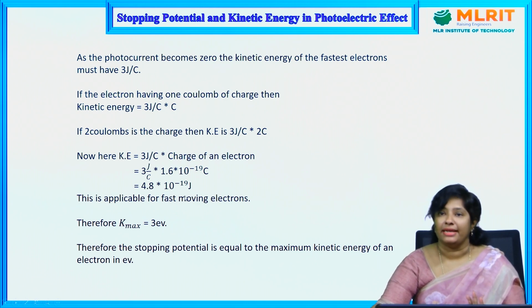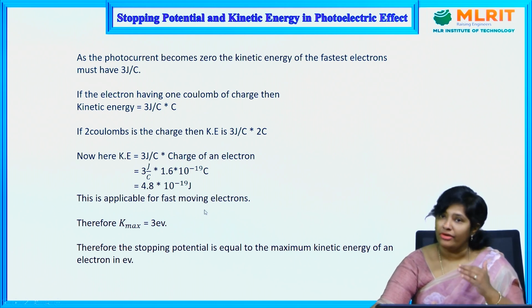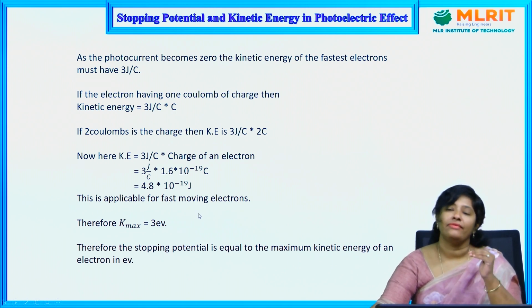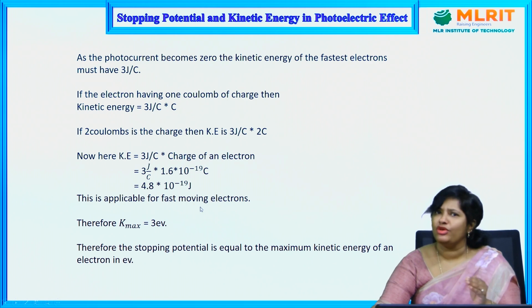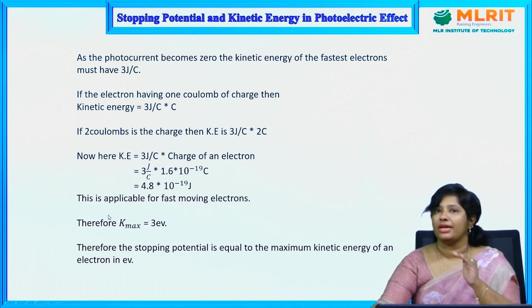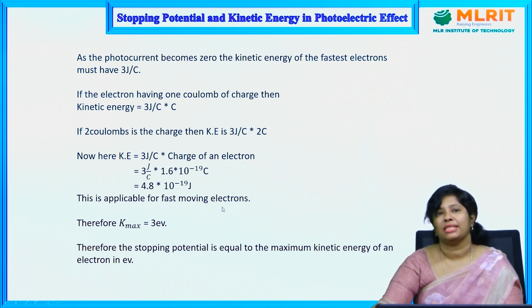This particular kinetic energy, whatever we are talking about here, is applicable only for the fast moving electrons. Upon reducing the voltage, or increasing the voltage also, we have noticed that few electrons reach the collector. Those few electrons are considered as the fast moving electrons, and this kinetic energy is applicable for the fast moving electrons. Therefore, here the maximum kinetic energy of the fast moving electrons is 3 electron volt.